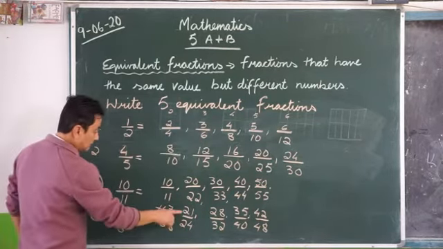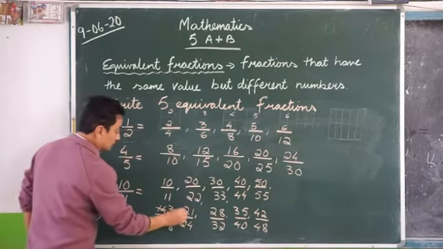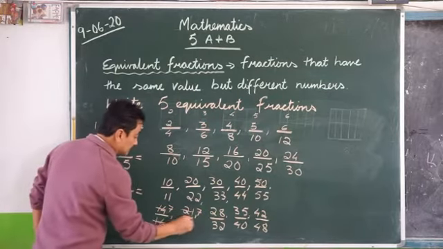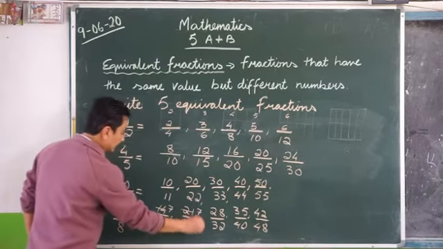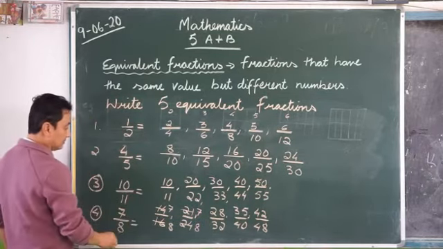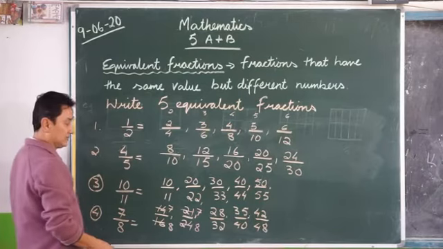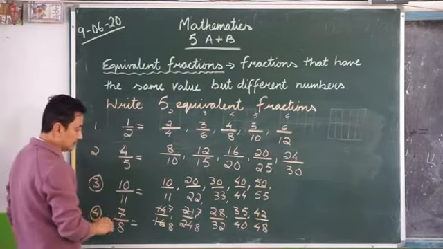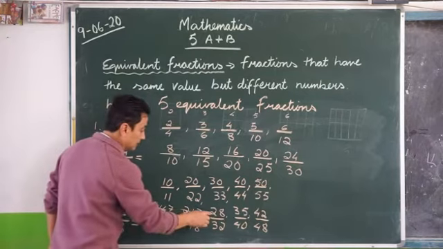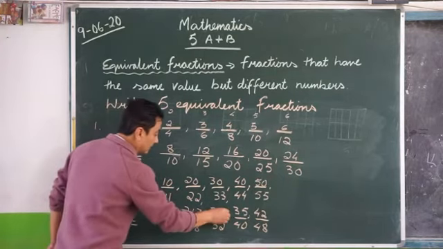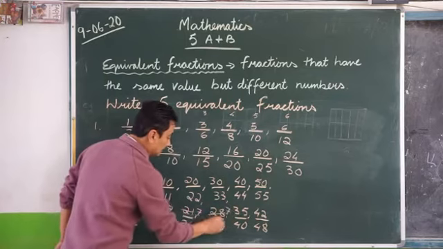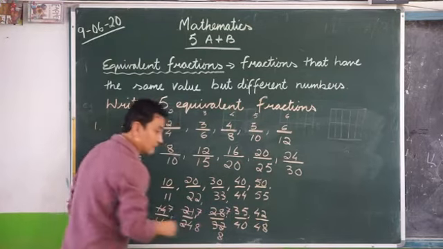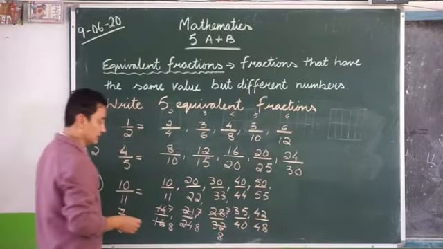Which number will go to 21 and 24? 3. 3 sevens, 3 eighths. See, 7 upon 8, 7 upon 8, 7 upon 8. That's why it's known as equivalent fraction. Numbers may be different, but it is the same. Let's do this. Which number is going to 28 and 32? 4. 4 sevens, 4 eighths. It's not magic. Okay, we are just reducing.